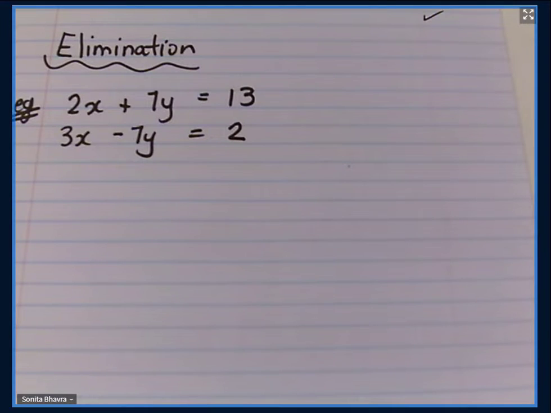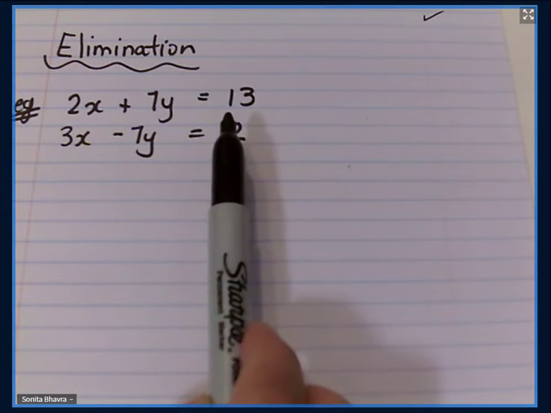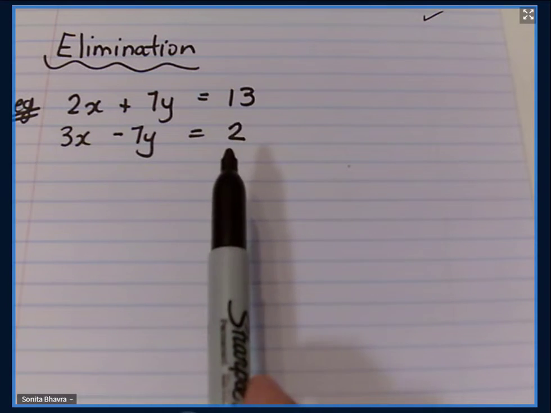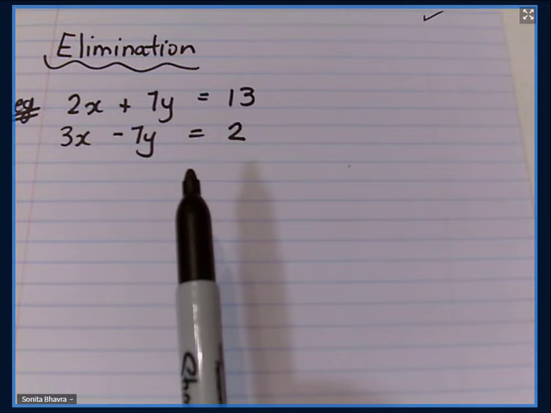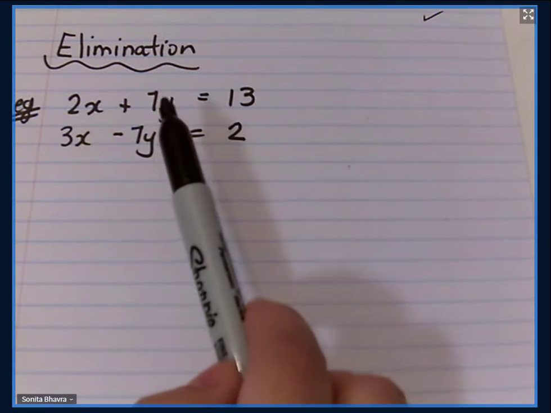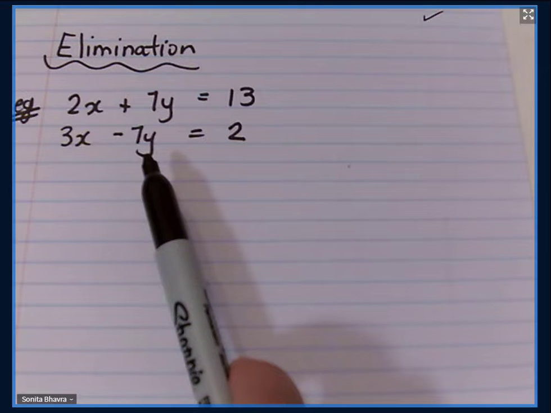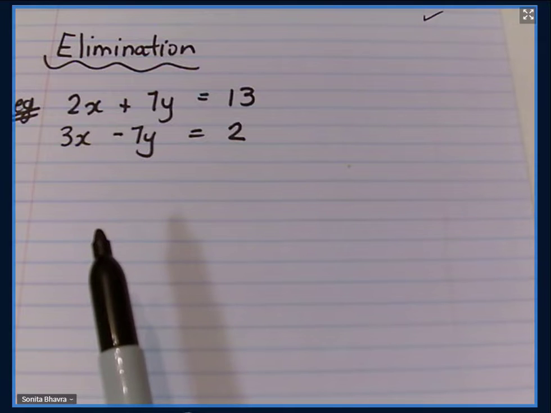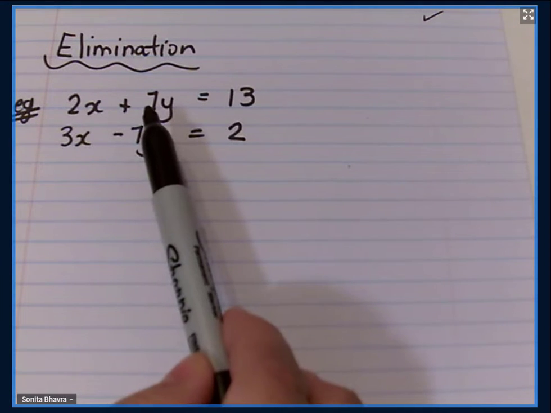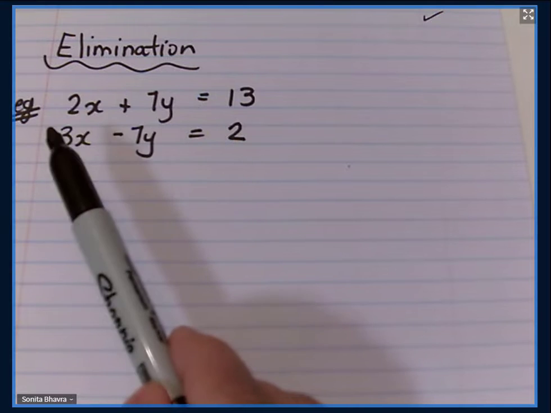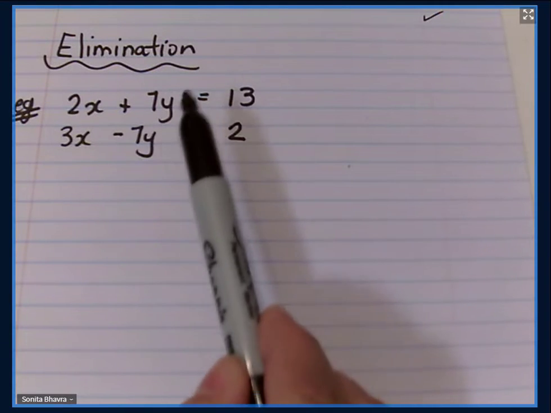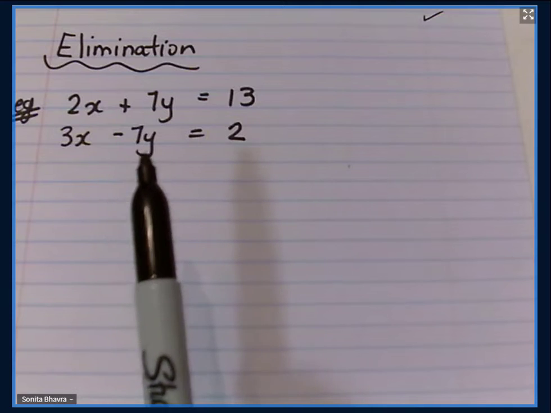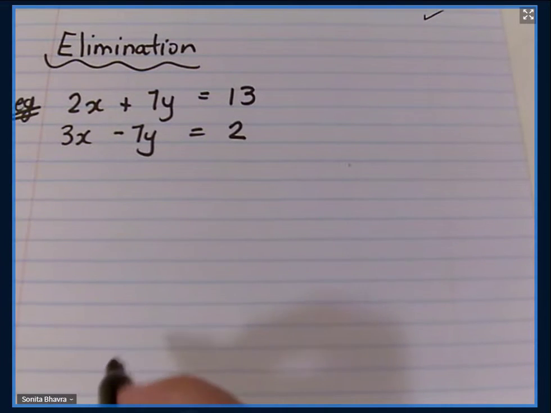All right, so here are our 2 equations. We have 2x plus 7y equals 13, and then we have 3x minus 7y equals 2. The thing to notice in this system is you have a 7y and you have a negative 7y. So we can eliminate our y's by adding the 2 equations together, because 7y added to the negative 7y will bring this to a 0. So our variable y will be eliminated. What I will show here is that I'm adding the 2 equations.